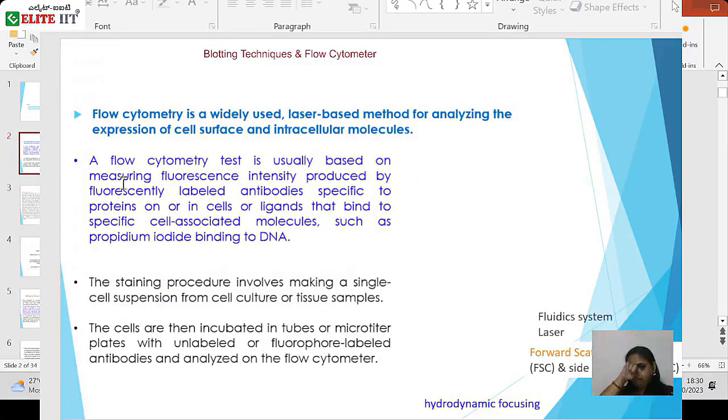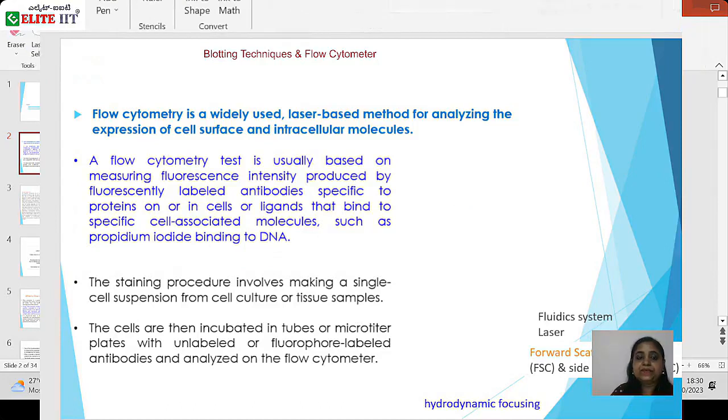Now, what is the main principle in the flow cytometer? This is also a technique to identify molecules through light scattering, okay? Flow cytometry is a widely used laser-based method. In this case a laser beam is given. It is a laser-based method for analyzing the expression of cell surface and intracellular molecules.